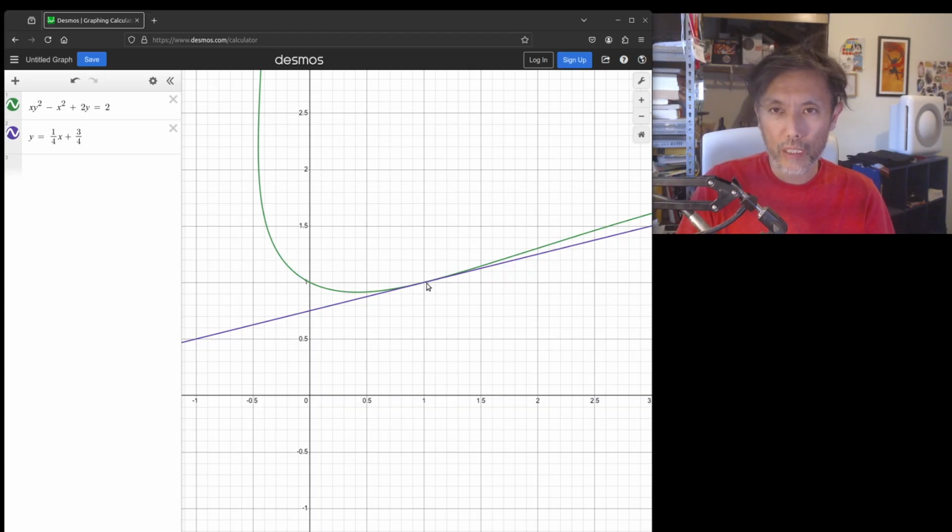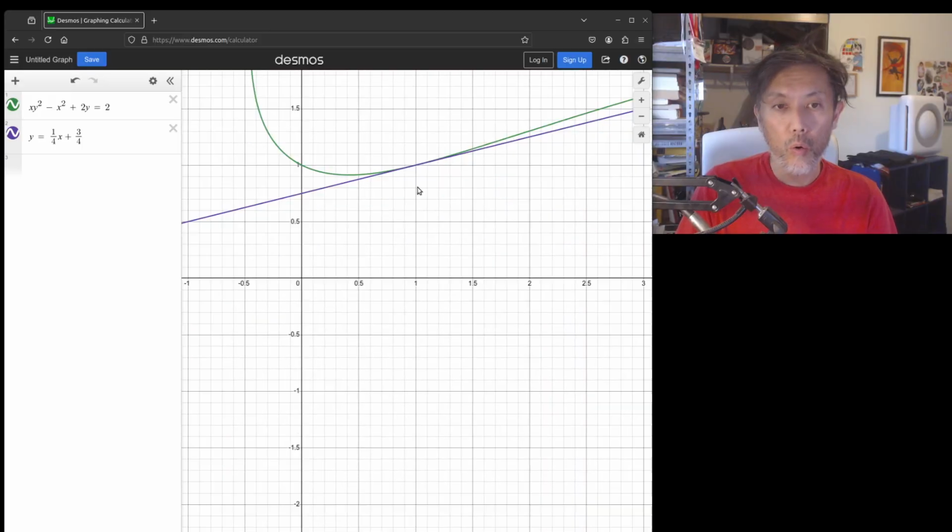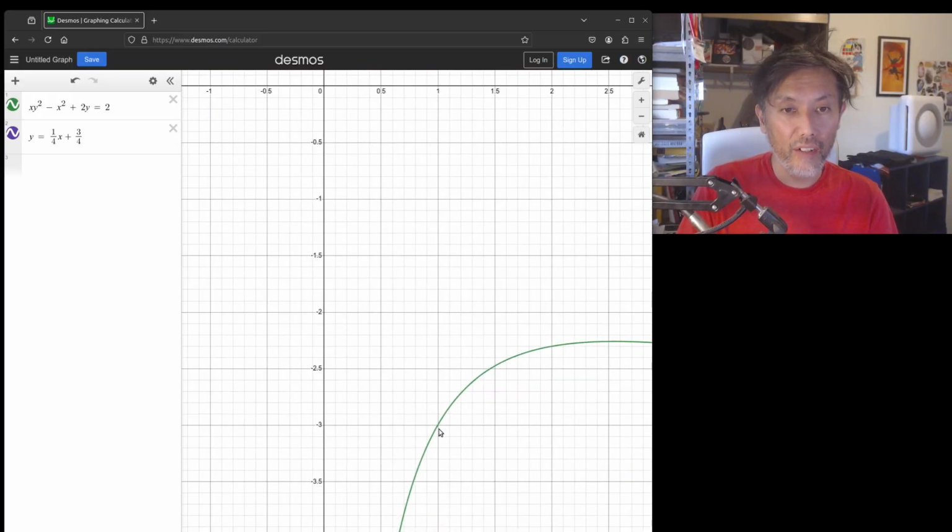I should have been more specific, because we have to specify both the x and the y coordinate. It's more accurate to say that 1/4, which is the slope of the purple line, is the rate of change of the green curve at (1, 1). Whereas the instantaneous rate of change is going to be some other value at this other point whose x coordinate is 1, namely (1, -3). Okay?